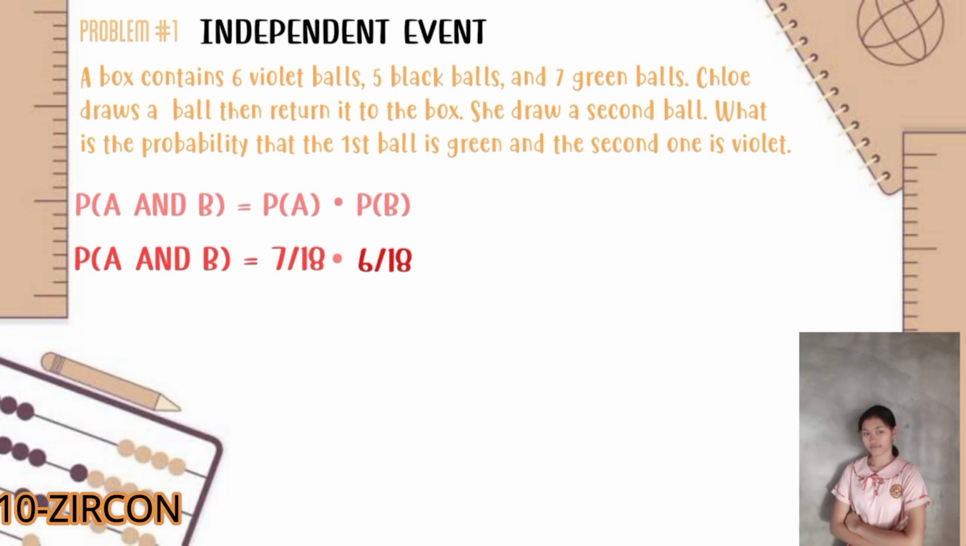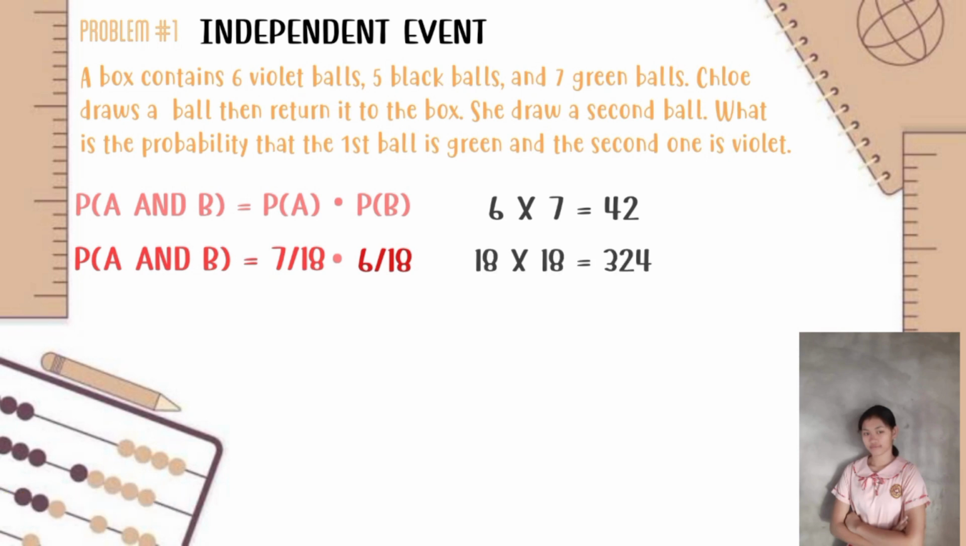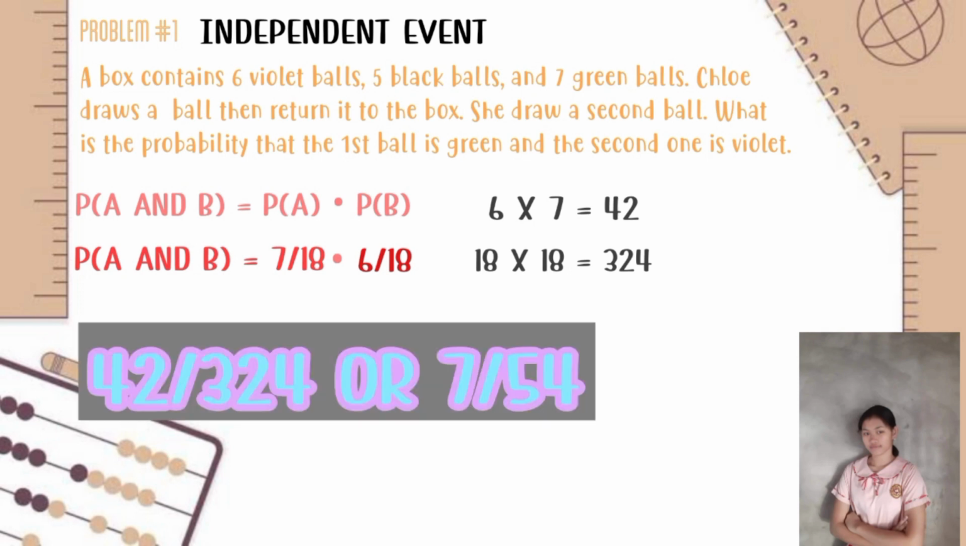We can now solve. 6 times 7 is 42 and 18 times 18 is 324. 42 over 324 can still be simplified by dividing both numerator and denominator by 6. So we have 7 over 54, since 42 divided by 6 is 7 and 324 divided by 6 is 54. Therefore, the probability that the first ball is green and the second one is violet is 7 over 54.